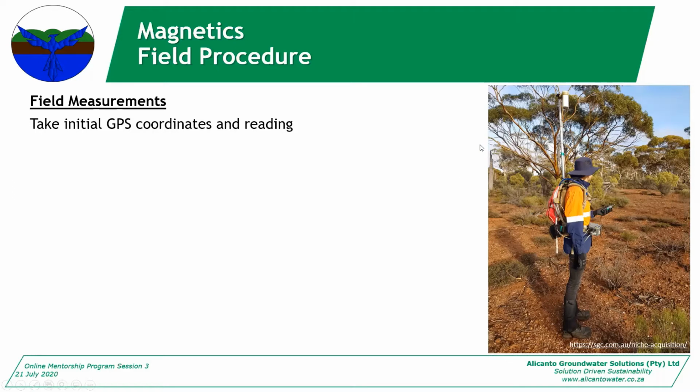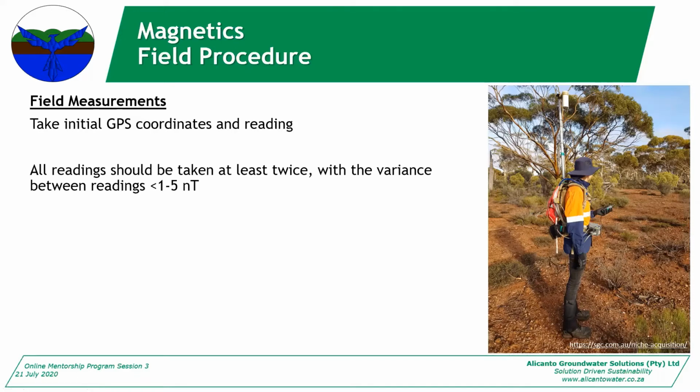So in the field, you take your initial GPS coordinates and the reading at the first station. All of your readings should be taken at least twice, where the variance between readings is ideally less than 1, but you can make it less than 5. So you take reading 1, then reading 2, and until the difference between readings is down to less than 5 or less than 1, don't move on to the next station. Just keep pushing it and see when it stabilizes itself. If it doesn't stabilize, you need to recalibrate the machine.